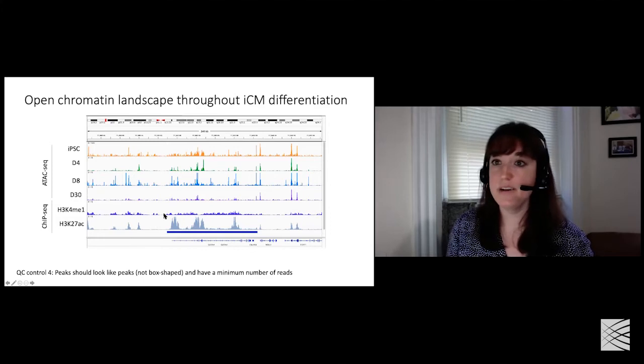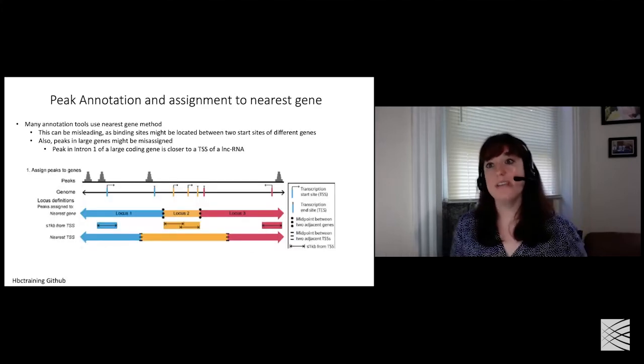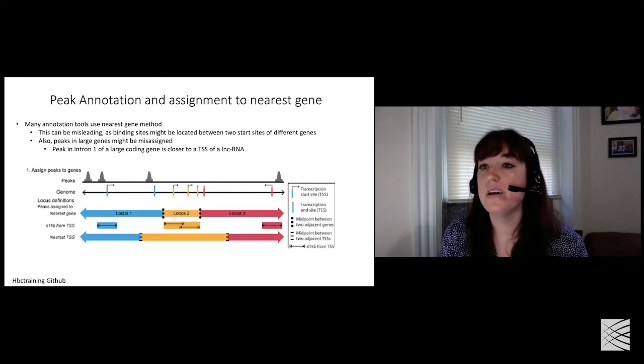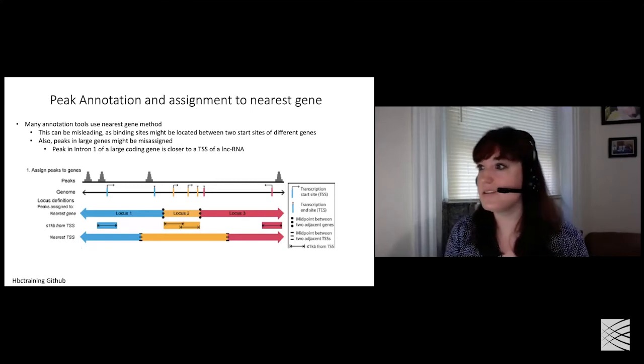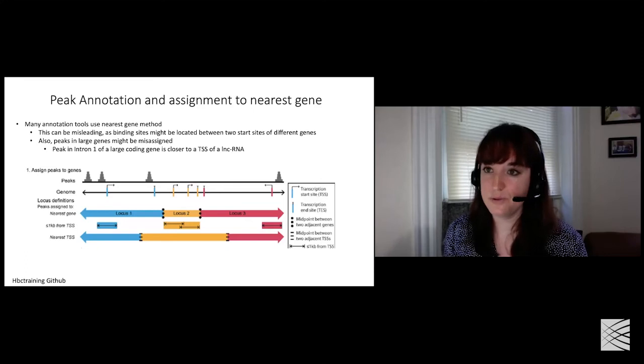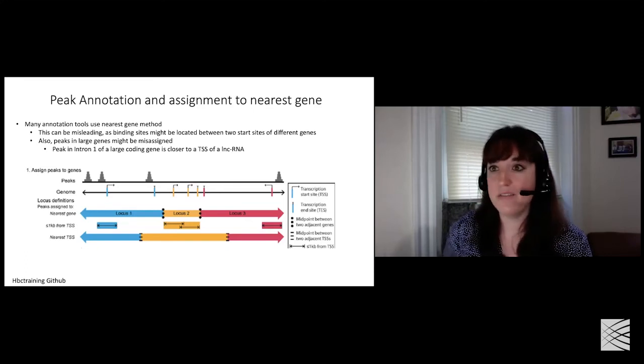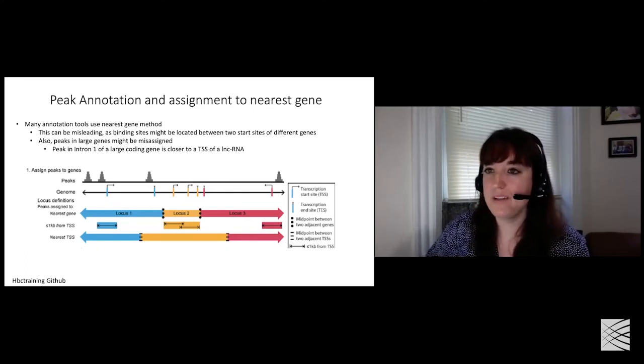All right. So now that we have our peaks, the next thing we want to do is assign them to a gene, right? Because we want to look at expression of these genes. And so we need to associate a peak with the gene. And I actually think this is the hardest part of the analysis. There are a lot of annotation tools out there. A lot of them use the nearest gene method.